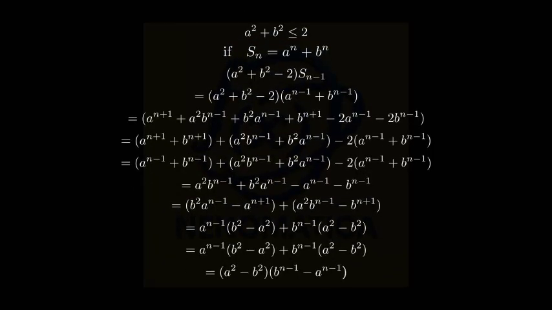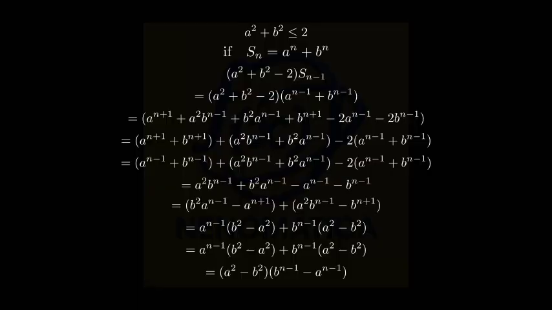We can further simplify this to a to the power n minus 1 times b squared minus a squared, plus b to the power n minus 1 times a squared minus b squared. Factoring out a squared minus b squared, we get a squared minus b squared times b to the power n minus 1 minus a to the power n minus 1.